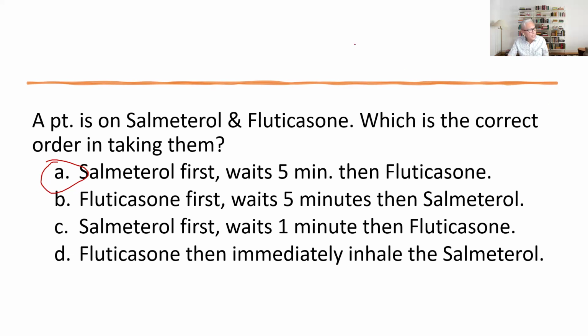Okay, very good. Salmeterol is going to be a bronchodilator, and fluticasone is going to be a steroid. So it's important that you give the beta agonist first, and then wait for 5 minutes, and then give the steroid.